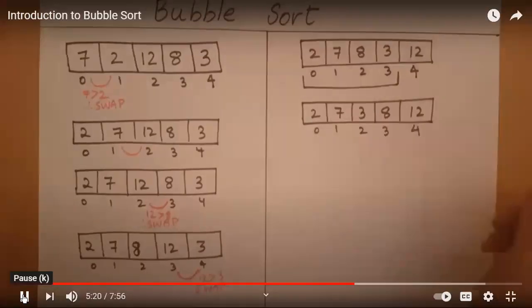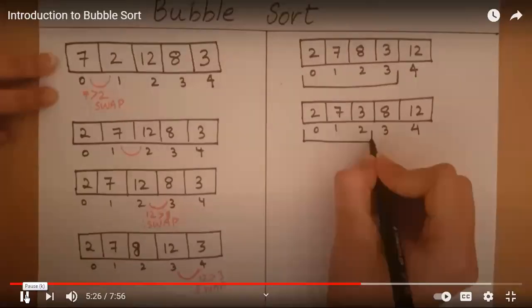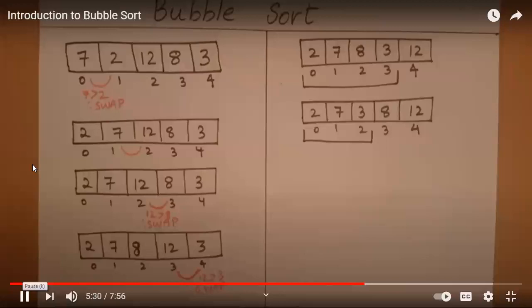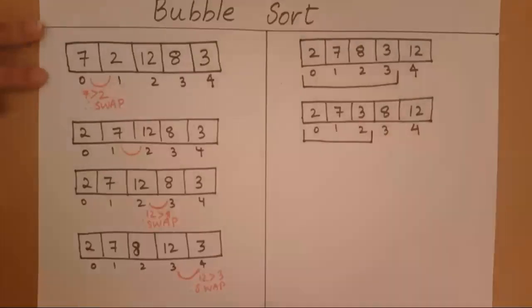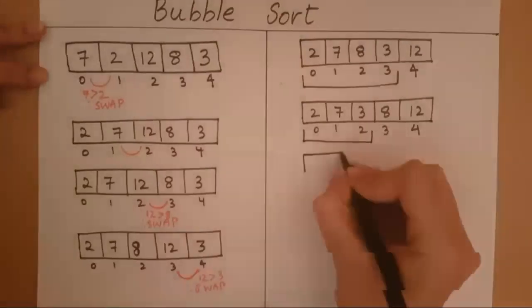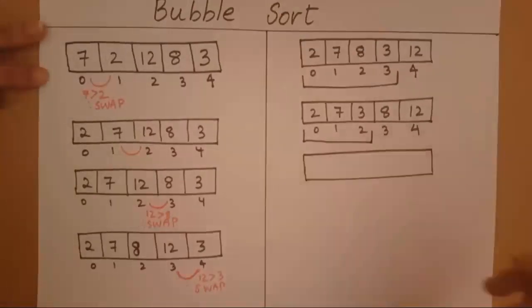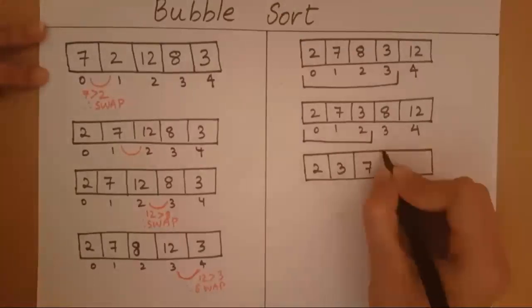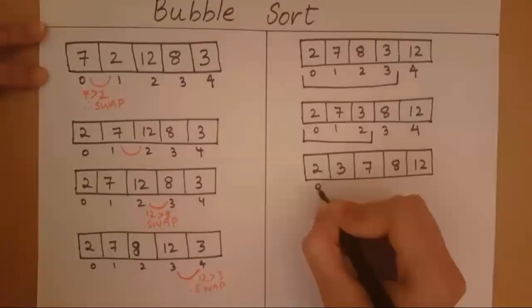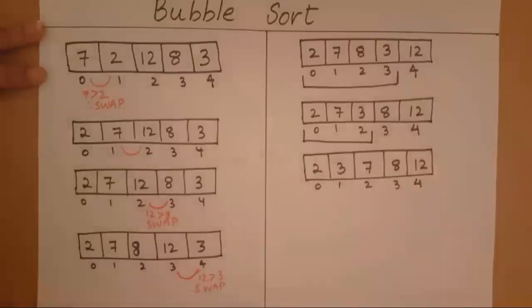As you can see, 8 and 12 are now in the correct positions. Then we will do the same process for this range. So we are going to compare 2 and 7, they are in the correct order. Then we compare 7 and 3, they are not in the correct order, and so we will swap. After pushing the largest element to the end of this range, we will get an array which looks something like this. Now 7, 8 and 12 have come to their correct positions.